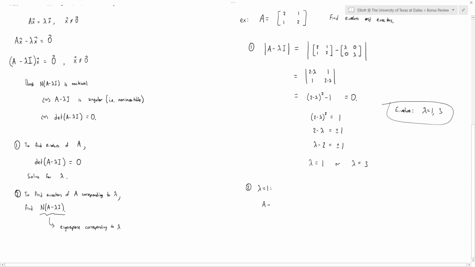So A minus lambda I, lambda being equal to 1. Earlier we calculated A minus lambda I up here, and we're just going to plug in 1 for lambda. So plugging in 1 for lambda will give us 1, 1, 1, 1. To find the null space of this matrix, normally what you do is row reduce your matrix to row echelon form.